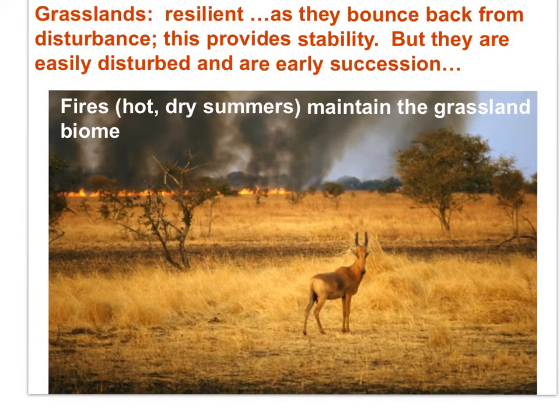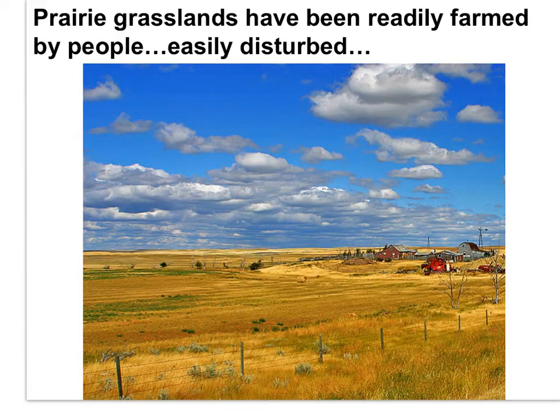grasslands. Remember that despite their early successional stage, grasslands are resilient as they bounce back from disturbance. This provides a certain stability, but they are easily disturbed by fire and people. Grasslands have been an easy system for exploitation by people. Grasslands provide a natural landscape in which people can farm, and so they have. Industrial agriculture maintains the farm in an early stage of succession purposefully to grow r-selected species such as wheat, rice, corn, and more. Regular plowing, regular disturbance imposes the early successional stage.